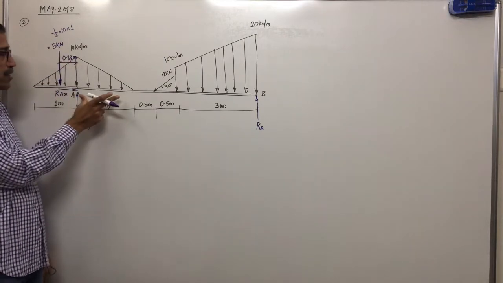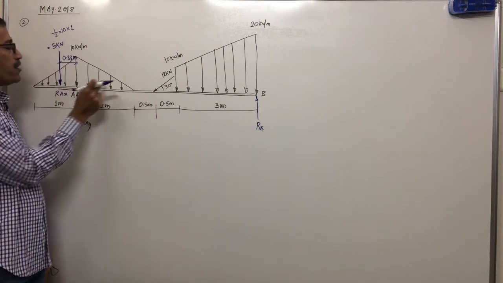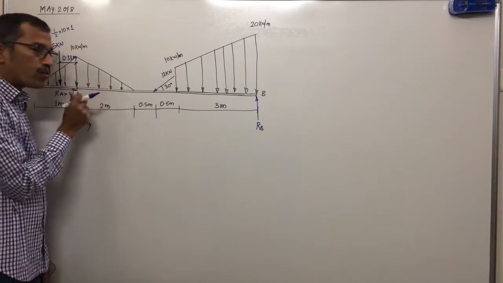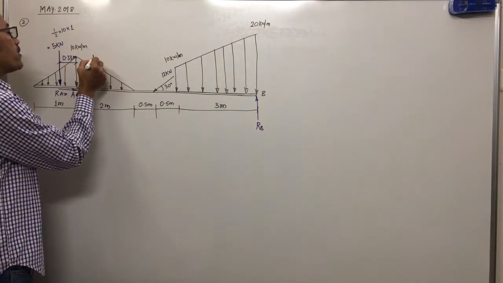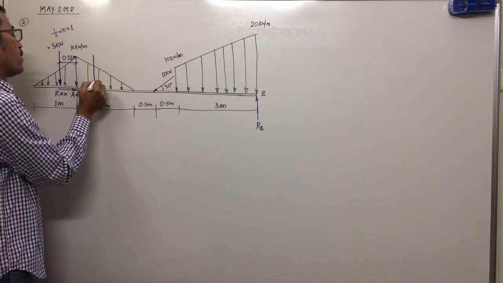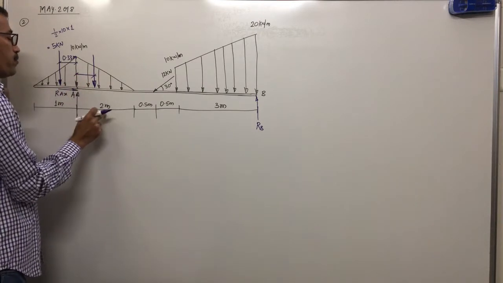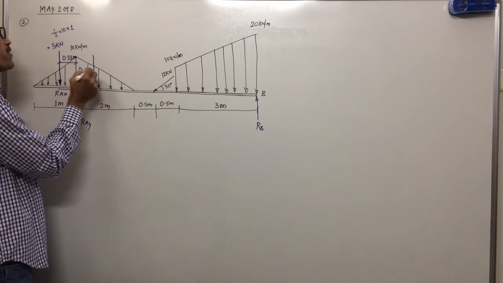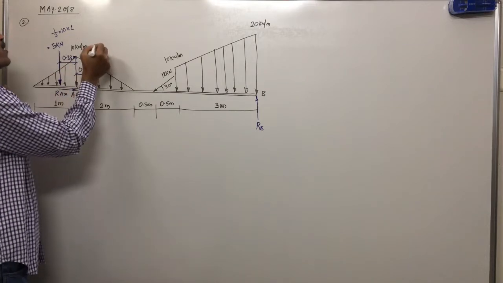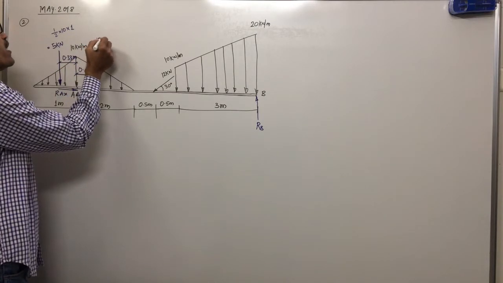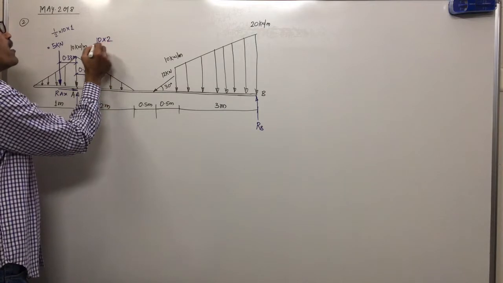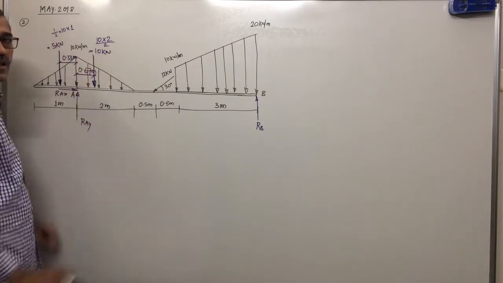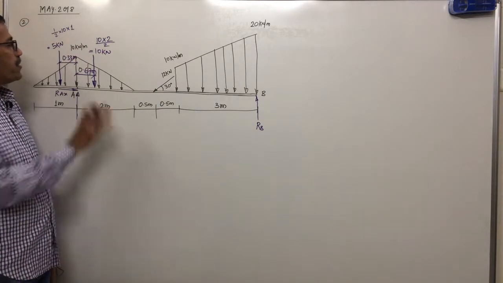Clear? Next, in 2 meter, what UVL is given? It is maximum at A. From the maximum load, the equivalent load acts at 1/3 of its span. 1/3 of 2 meter means 2 by 3, which is 0.6666. So we'll take 0.67 meters. Magnitude of load is WL by 2, means 10 into 2 divided by 2, the 2 cancels, comes out to be 10 kilonewton. Clear? Yes. That means not difficult.